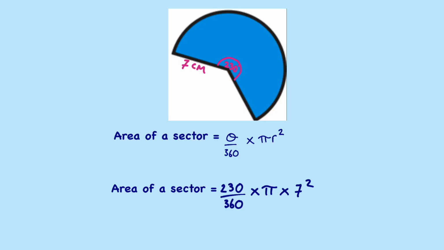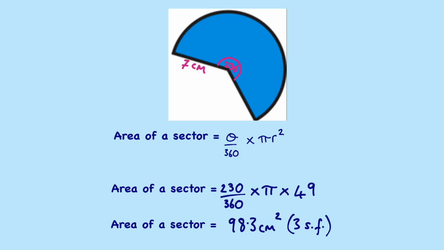Now, as I mentioned earlier, if you're confident about using your calculator, especially powers, then type this all into your calculator. However, if not, do the 7 squared first. So 7 squared is 49. Then type this into your calculator. And the answer you'll get is 98.3 centimeters squared to 3 significant figures.